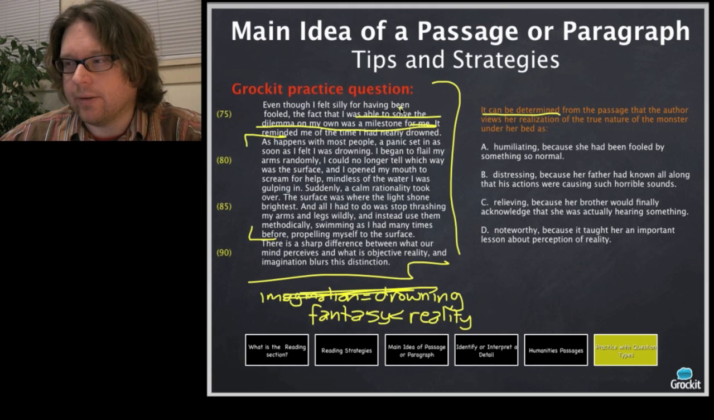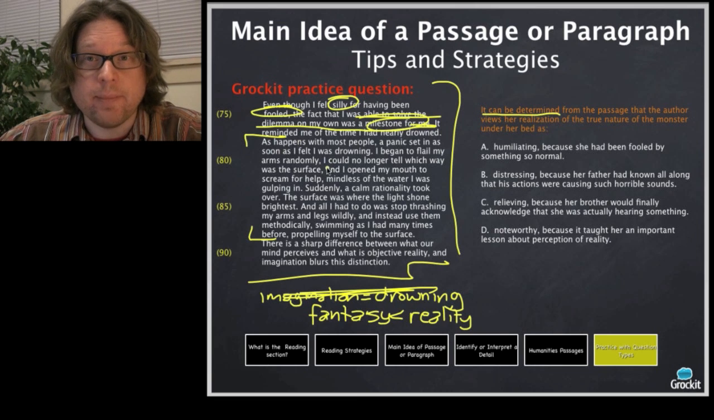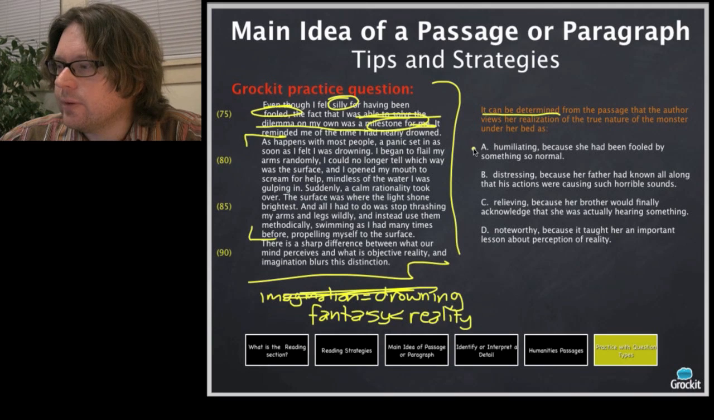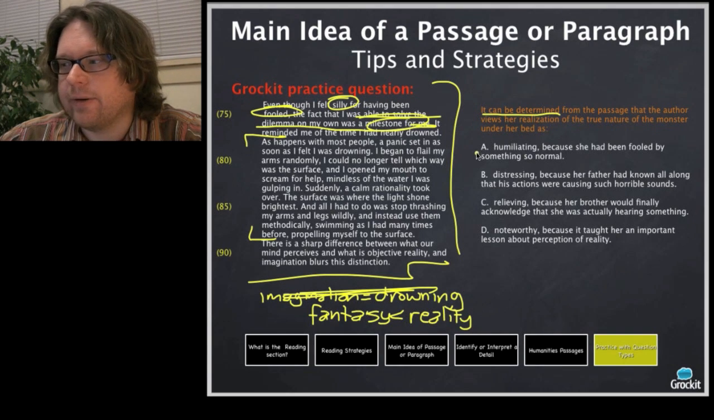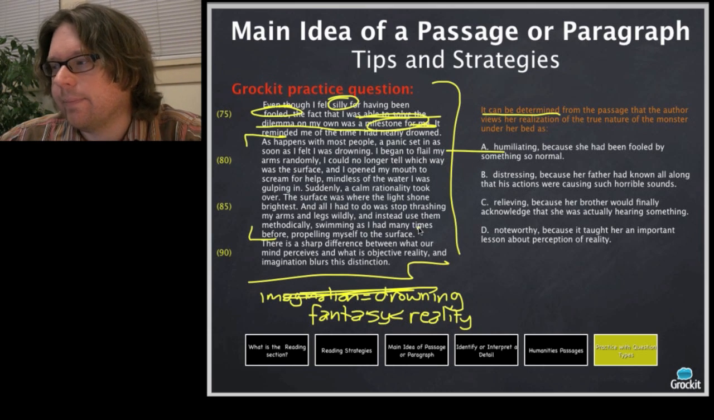Now in this one, there are several different feelings that get mentioned here. We have the author feeling silly, feeling fooled, and also feeling like it was a milestone. So there's some mixed feelings there. Let's see what the answer choices give us. So humiliating because she had been fooled by something so normal. Okay, so feeling fooled is in there, but there's this other side too. So if it mentions part of what you're after or part of what the feelings are, but not all of it, save the answer choice and then move on. Let's see what the other ones say.